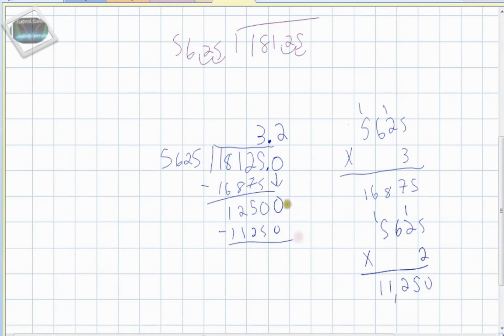We subtract. This is 0. We're going to have to borrow. This is 4. This is 10. That's 5. This is 4 minus 2 is 2. And 2 minus 1 is 1. So we're back at this 1,250.